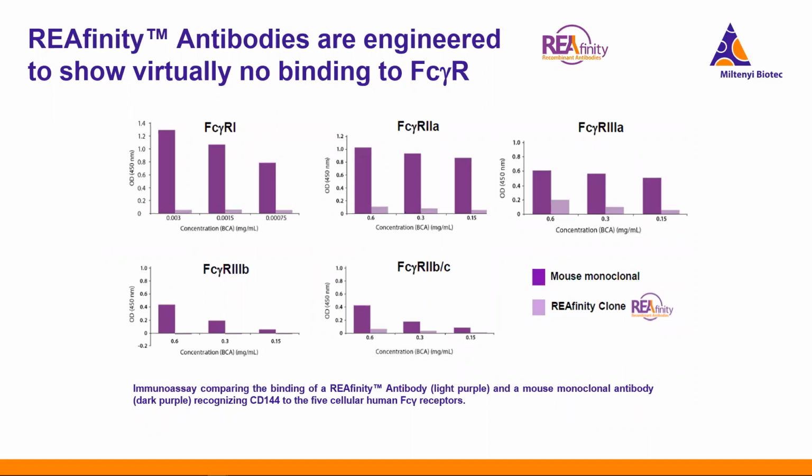So we tested our RIAs on different families of Fc gamma receptors, and we found that our recombinants virtually abolished the source background staining. So we're showing it here with some ELISA data. We're comparing a monoclonal, that's in that dark purple, and the reaffinity antibody in a light purple. So you can see for all of these Fc receptors, there's a virtually non-existent background signal from the recombinant antibody.